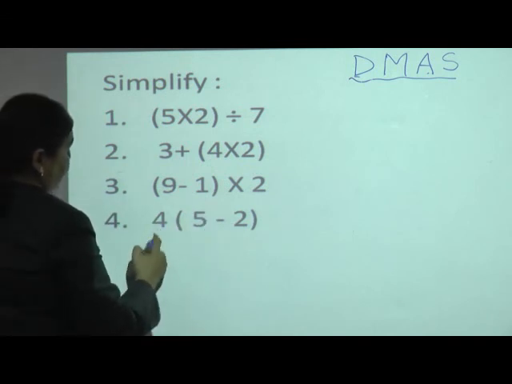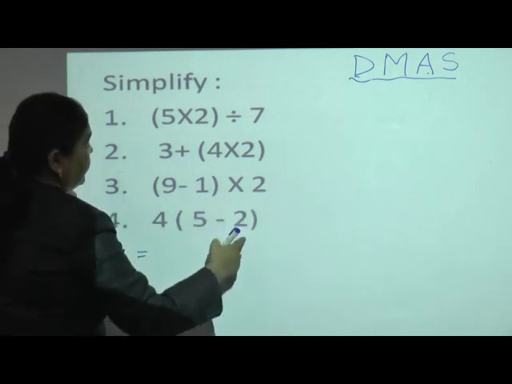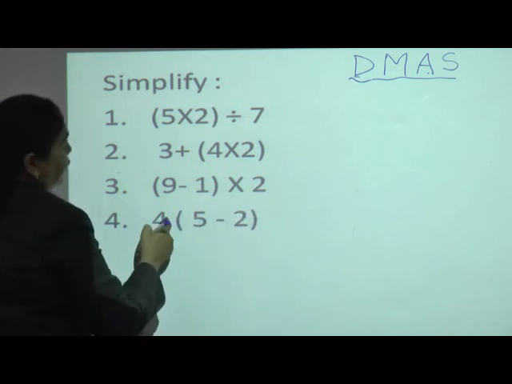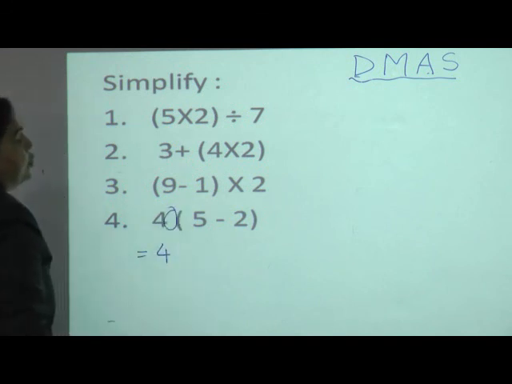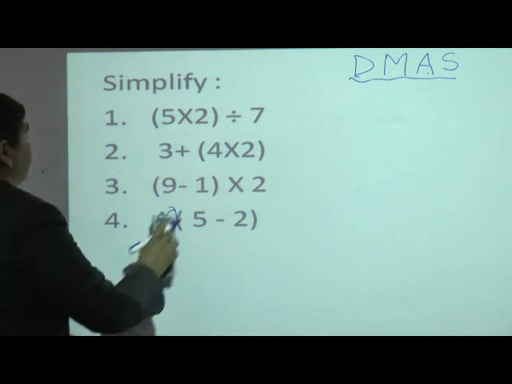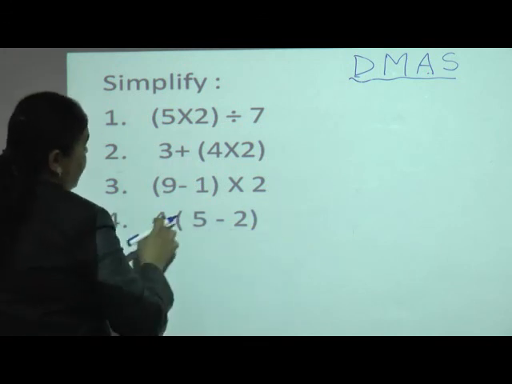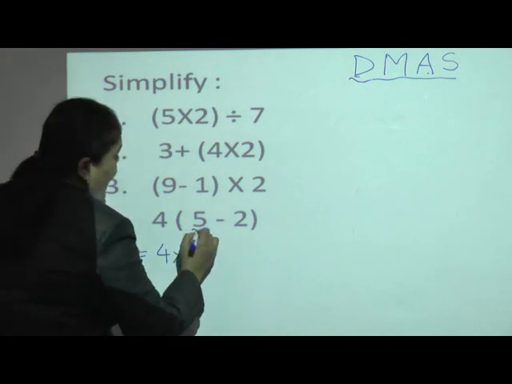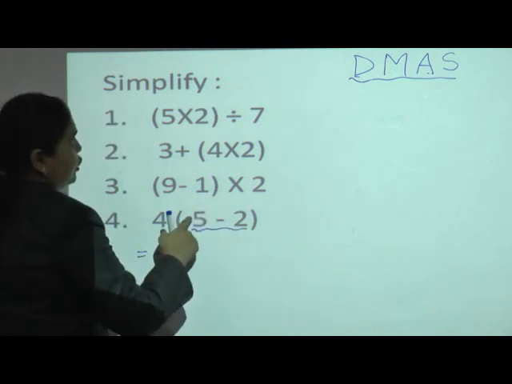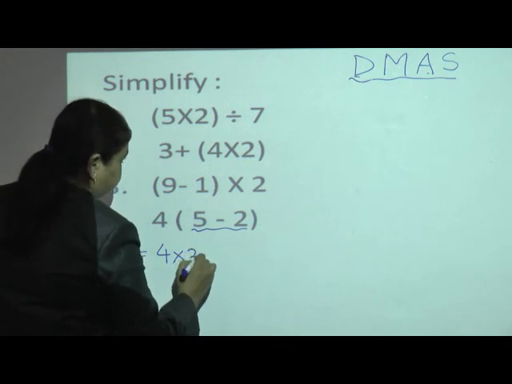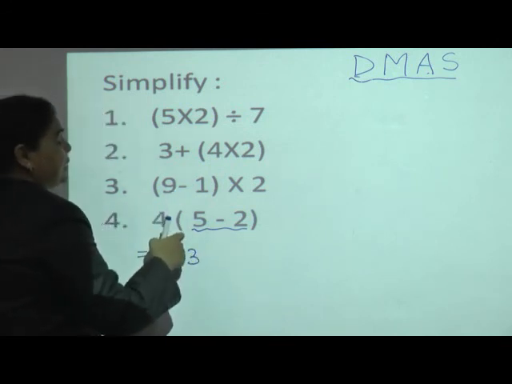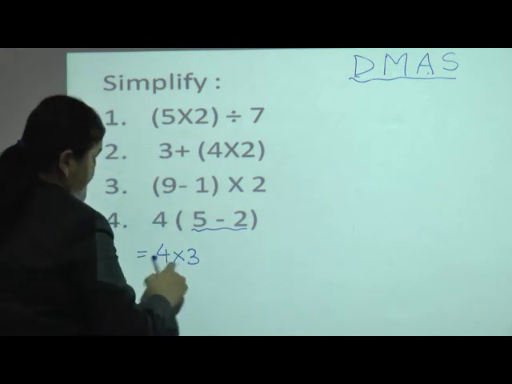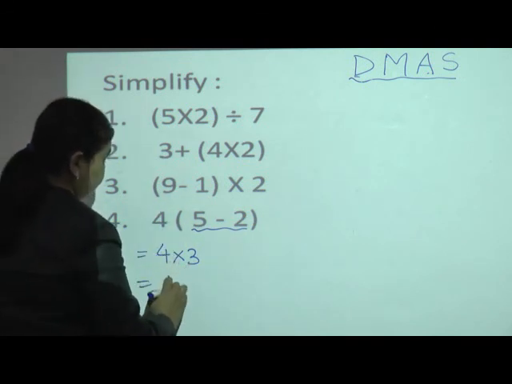Fourth example I will solve here only. We are having something in the bracket, that is 5 minus 2. I have to solve the bracket first. I will write 5. Here no sign is there. Means what? It is a multiplication. You have to imagine it is a multiplication sign. I can write the multiplication sign. And my operation here is subtraction. So 5 minus 2 is 3. When it is in the bracket and before that you don't have any sign, it is a multiplication sign. So 4 3s are 12.